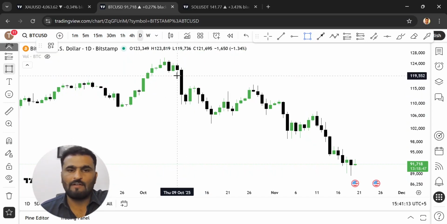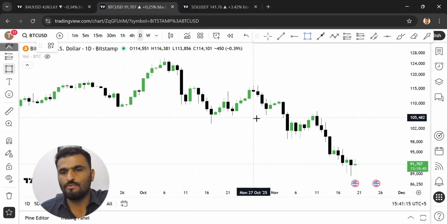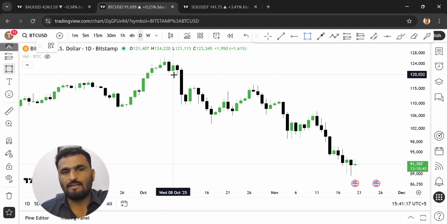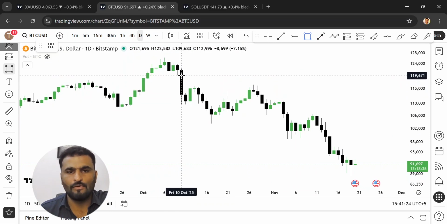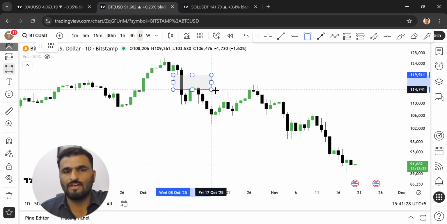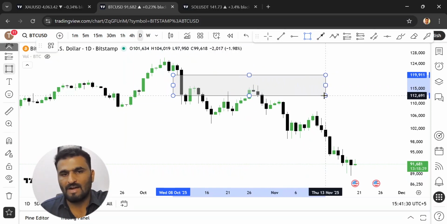So first of all, our fair value gap is here. What I told you, this is a downward trend, and here we have the first candle, its low is here, and the third candle's high is here. So there is a huge gap between the both. So it is an imbalance, it is a fair value gap. So that's where we will trade this. So we will mark this area.